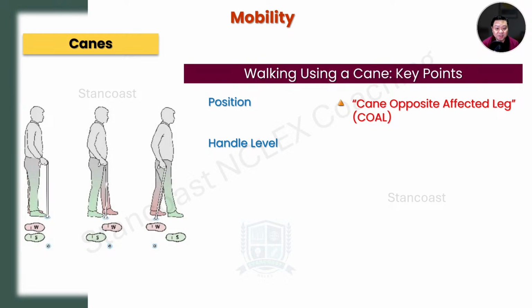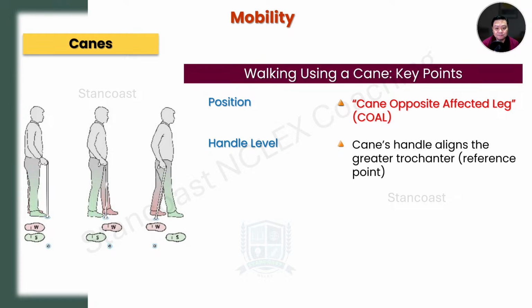Next, you have to recall about the handle level. So you need to think about the greater trochanter as the key reference point. So this is where the handle should align. All right. Now, what you need to think next is about the elbow flexion. So the patient is supposed to have that 15 to 30 degree angle. And this is that flexion of the elbow in order to maintain comfort and balance. Not extended, but have that 15 to 30 degree angle.